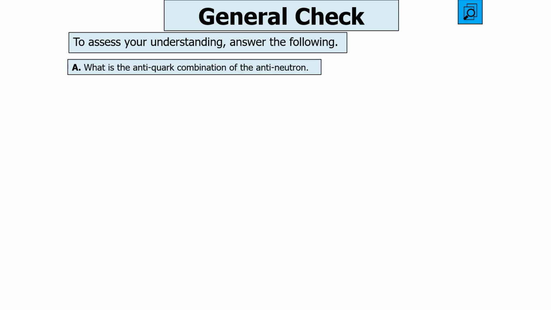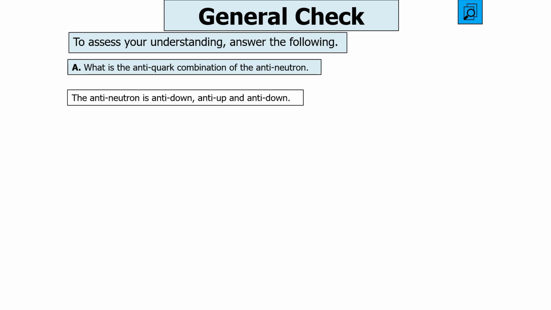The next question says, what is the antiquark combination of the antineutron? So pause the video now, then unpause the video when you want to go through your answer. Well, the antiquark combination is always just going to be the antiquarks of the quarks of the normal particle. So the antineutron is anti-down, anti-up, anti-down.